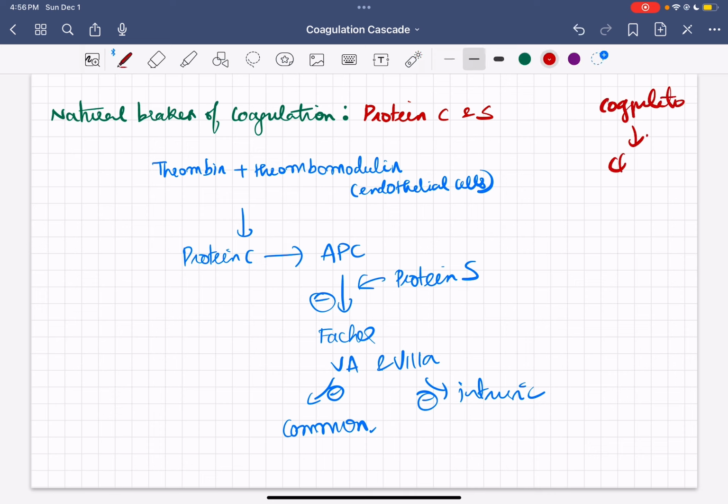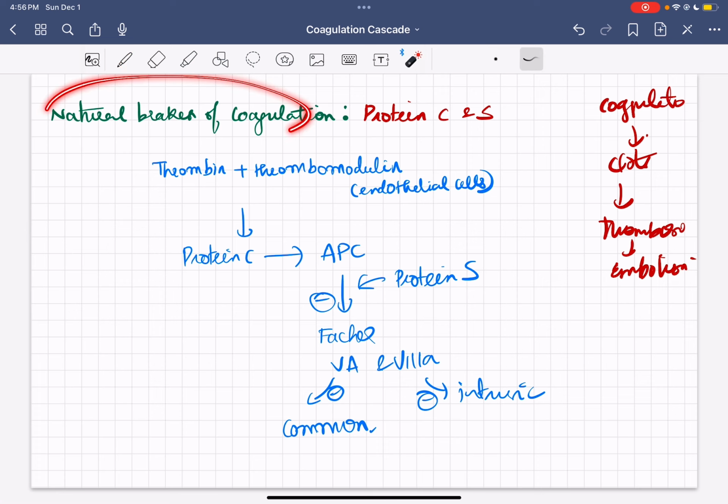There's going to be a lot of clots being formed, and that's going to cause thrombosis and embolism, right? And that's fatal. You don't want that to happen. So as a result, there are natural brakes for coagulation in our coagulation cascade pathway too. So those are your protein C and protein S. So what happens is, remember, thrombin is factor 2A.